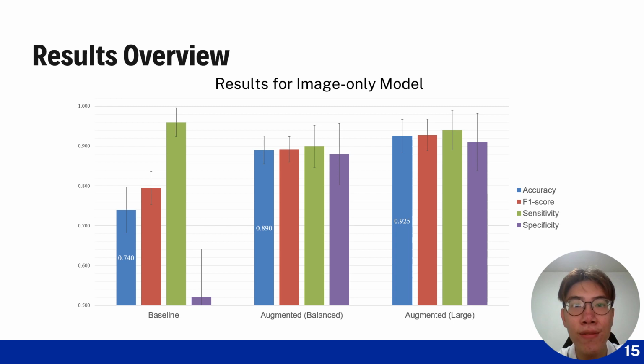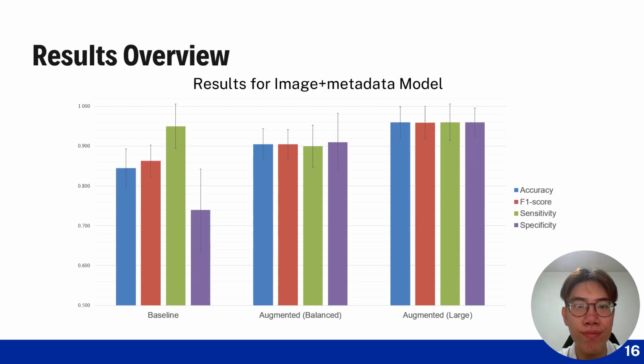From the experiments, we can see that the more augmented images, the higher the mean accuracy. The image-only model improved from a mean accuracy of 0.74 in the baseline to 0.925 with the large augmented dataset. The same general trend can be seen for F1 score and specificity. This shows that the image augmentation is effective. Similar trends can be seen for the image plus metadata model. In fact, the best model was achieved with the highest mean accuracy of 0.96.